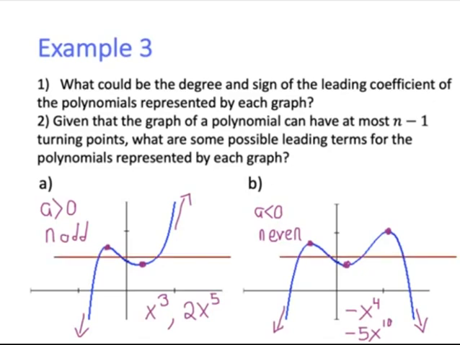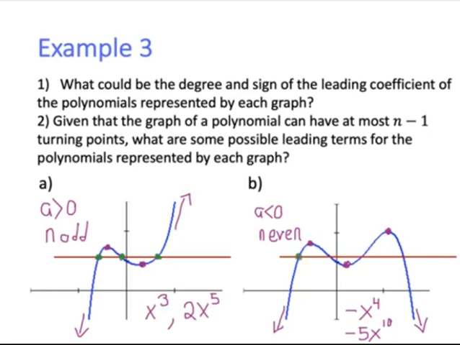Another trick that's used sometimes is to run a horizontal line across the graph, and the most places that it crosses, so notice that it's crossing in 3 places here, is the least degree that you can have for your polynomial. So this one's crossing in 3 places. That's the least degree that we could have.